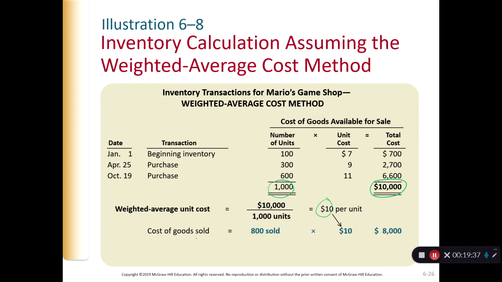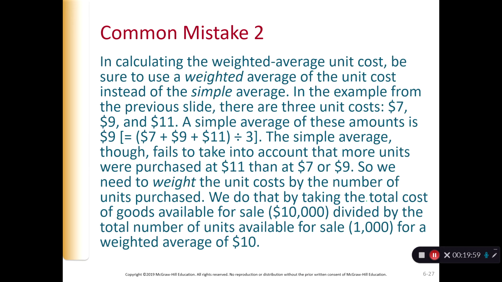So therefore, cost of goods sold, if you tell me you sold 800, then I will multiply by 10. I get $8,000 for cost of goods sold. And then you tell me the ending inventory is 200 units not sold yet, so I will multiply by this weighted average unit price. I get ending inventory of $2,000.